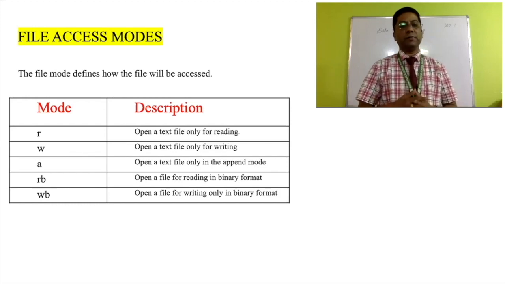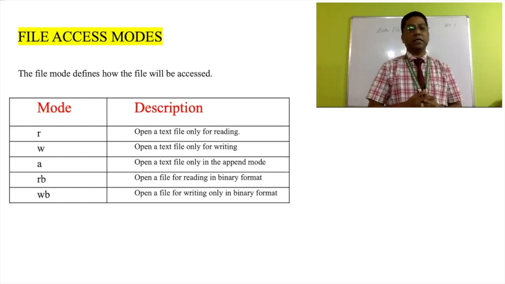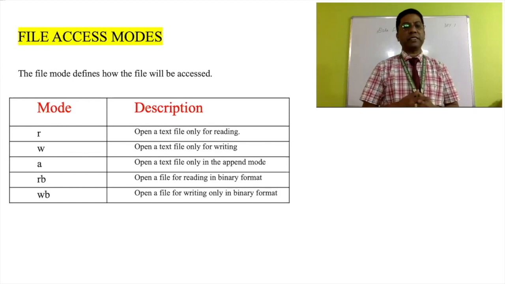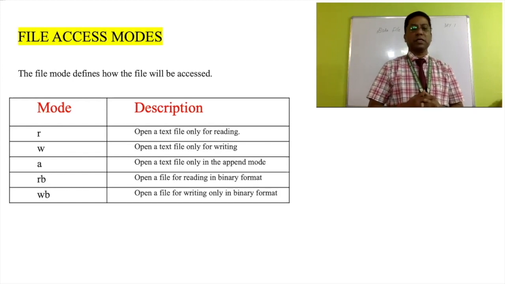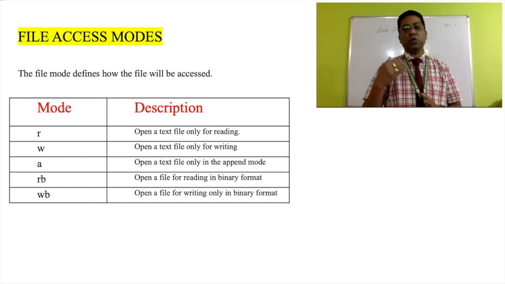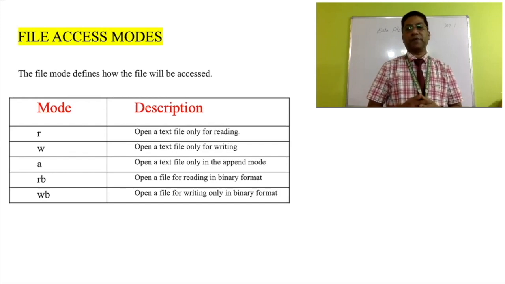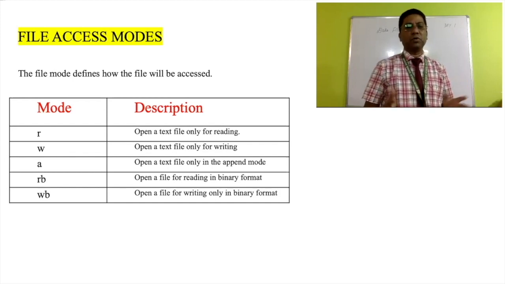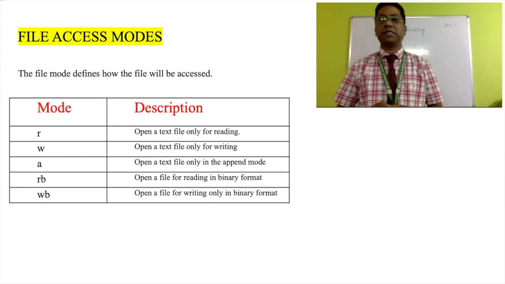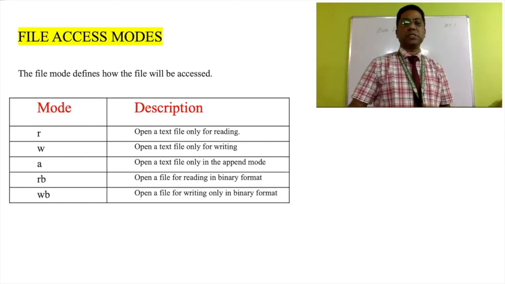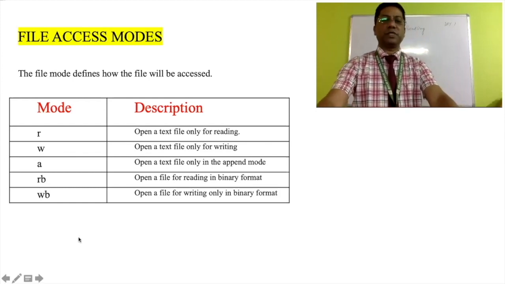Then we have RB, that is if you want to read a binary file. Next is the file access mode WB, if you want to write something in a binary file. There are many more modes we'll be discussing afterwards as we progress with the teaching.